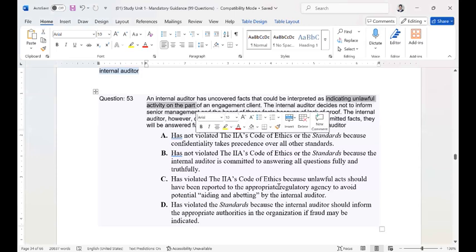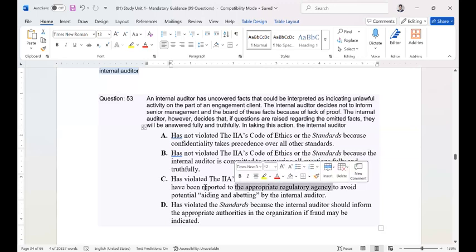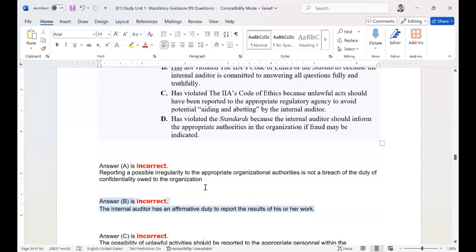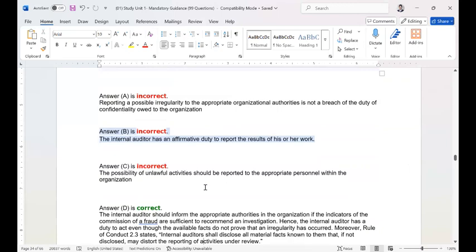Right? So here on the C, it's like you're trying to say that there is an unlawful act despite the fact that you have no evidence, and you run to the CEO or wherever and complain. I think that C is a little premature to me. Let's go down. So the answer is D. The internal auditor should inform the appropriate people in the organization if there are indicators to act, even though available facts do not prove that irregularity has occurred.